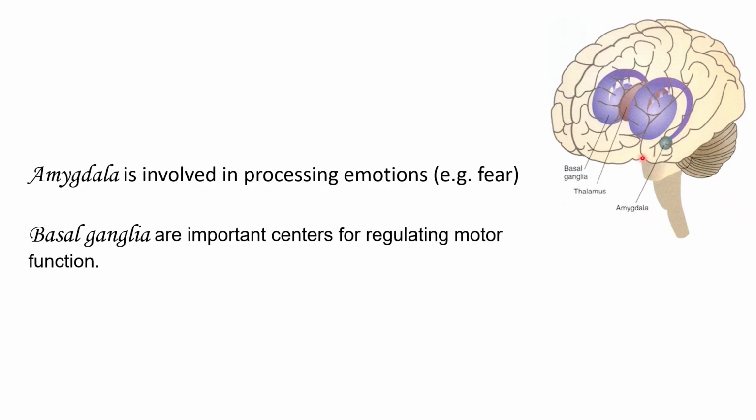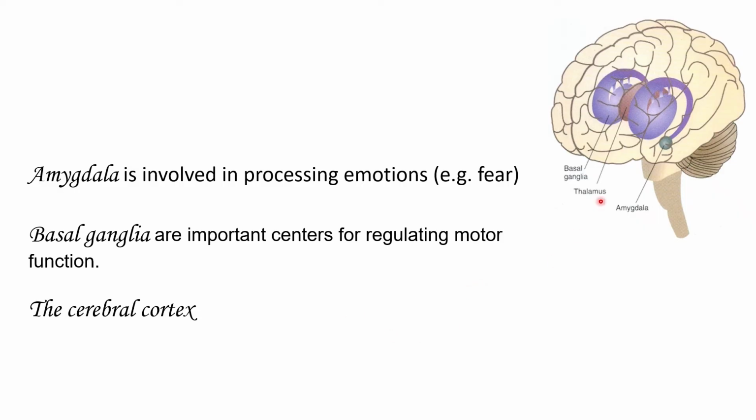Another important structure in the forebrain is the basal ganglia. These are two structures present in the two hemispheres, and they are involved in the regulation of various motor functions. The basal ganglia themselves are made up of multiple substructures, which we are not going into right now. But these are important structures that interact with the rest of the brain in determining what movement one should make.